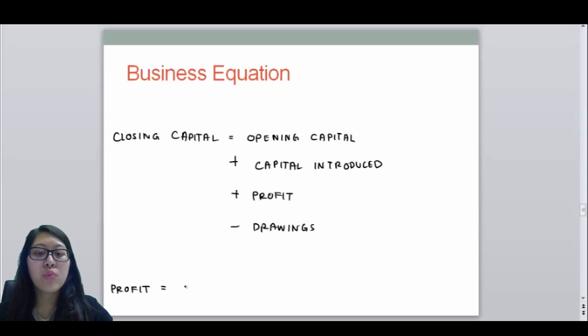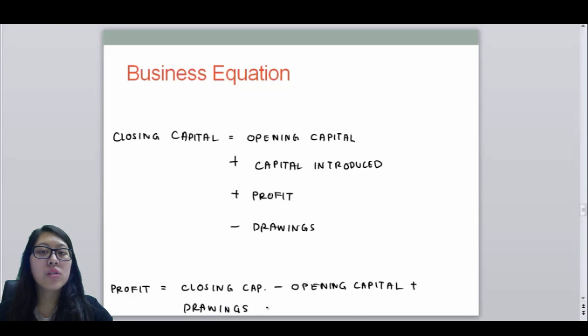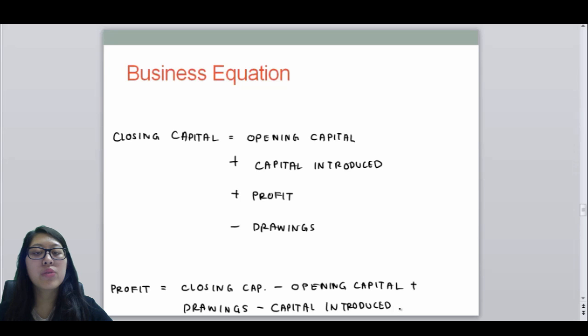Profit is found by taking the closing capital and deducting the opening capital from that. Add back your drawings and minus the capital that was introduced during the year. So you want to add back all of the figures that were done by the sole trader, which is capital introduced and drawings. So you want to take that out and remove that to purely reflect on how the capital has moved during the year, just because of profit.